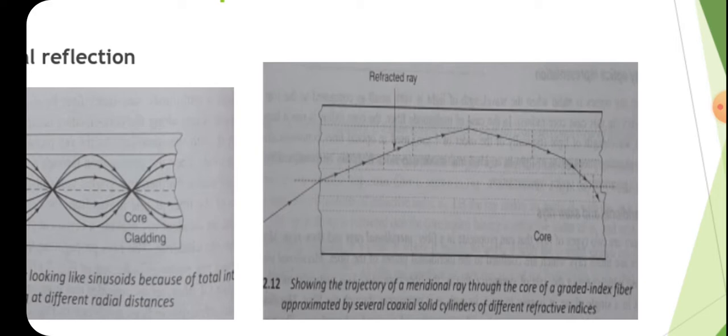So since the ray travels in such a path, its path will be a curved one. Okay, it is shown in this figure. The incident rays making different angles with the axis of the graded index fiber are thus reflected from different radial distances from the axis.